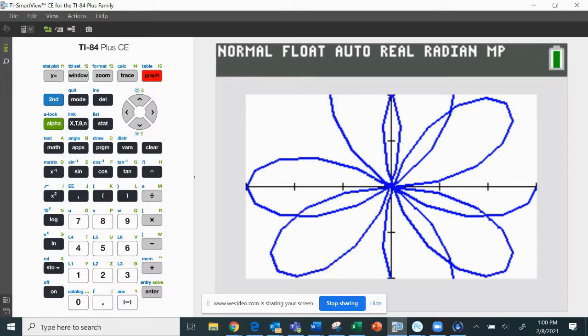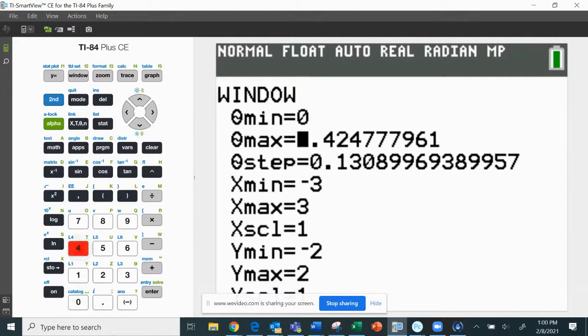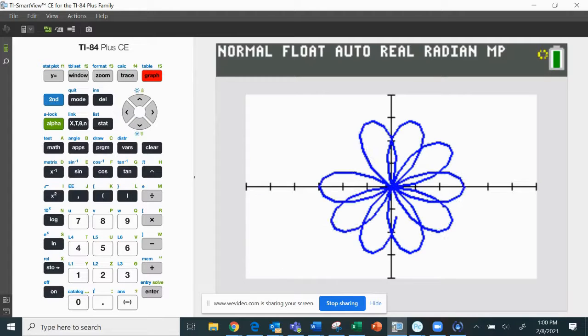I guess I should have adjusted my window. Okay, so it got me to here and it still is not quite a complete flower. So maybe I'll go back to my window and I'll change it to 4 pi instead. Let me just fix this here. There. And now it looks like a complete flower. Now, if I were to change it to like 5 pi, I wouldn't really notice it doing the last little bit because that's when it's going to start tracing.